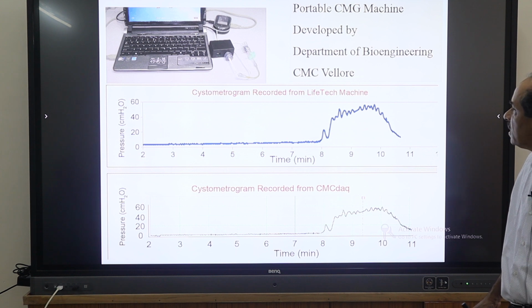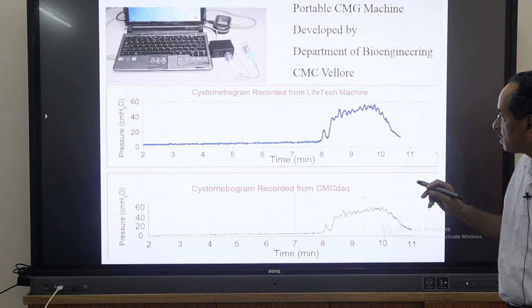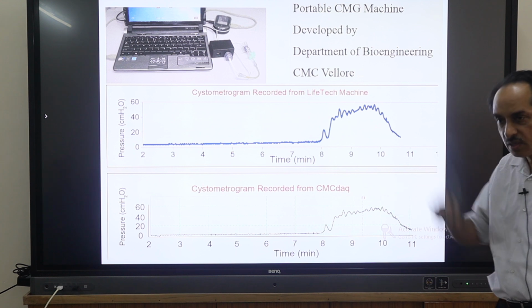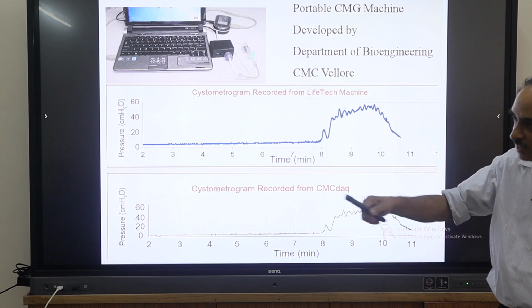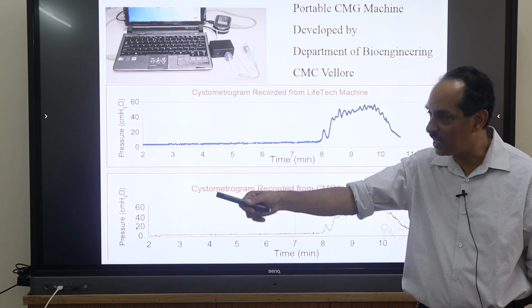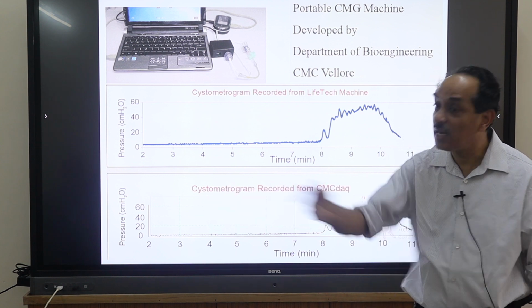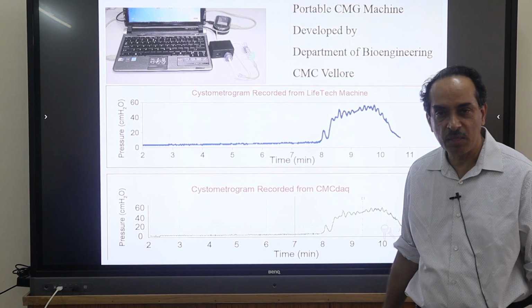And now comes the management we talked about. This is the portable cystometry CMG machine devised by our rehab engineering department. I was privileged to be the guide of Dr. Rajdeep, and also I was the guide for Bobina. So nice, happy that both of you are here now.